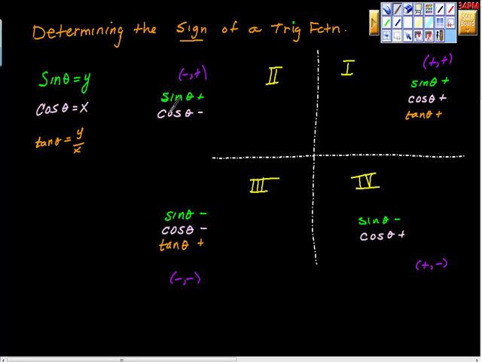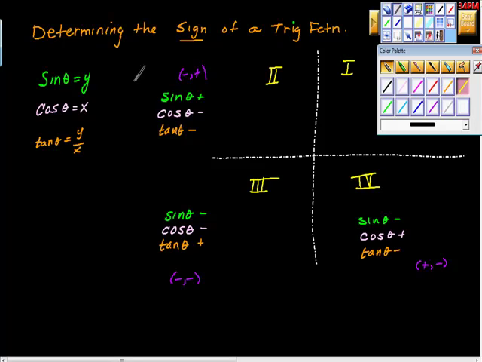In the places where the signs are opposite, we have a positive over a negative, which is a negative, or a negative over a positive, which is a negative. So tan theta here is negative, and tan theta here is negative. I think we're doing pretty good so far. So let's keep moving.